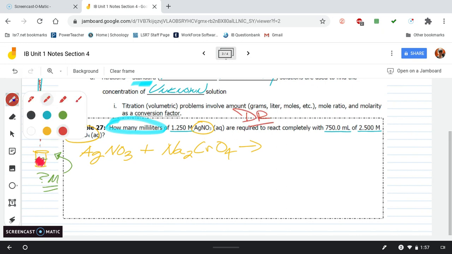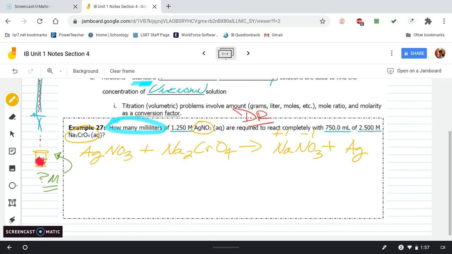So our new chemicals are going to be sodium, and now the sodium's hanging out with the nitrates. They switch partners, and I check my charges. This is a +1, this is a -1, so that's fine. And then the silver is with the chromate. Now the chromate, though, is a charge of 2, so it's going to look like this. This is a -2, and this is a +1. So when they crisscross, that's what you get. So I've got to balance it up. Just go ahead and balance that real quick. Need a 2 here, and need a 2 here.